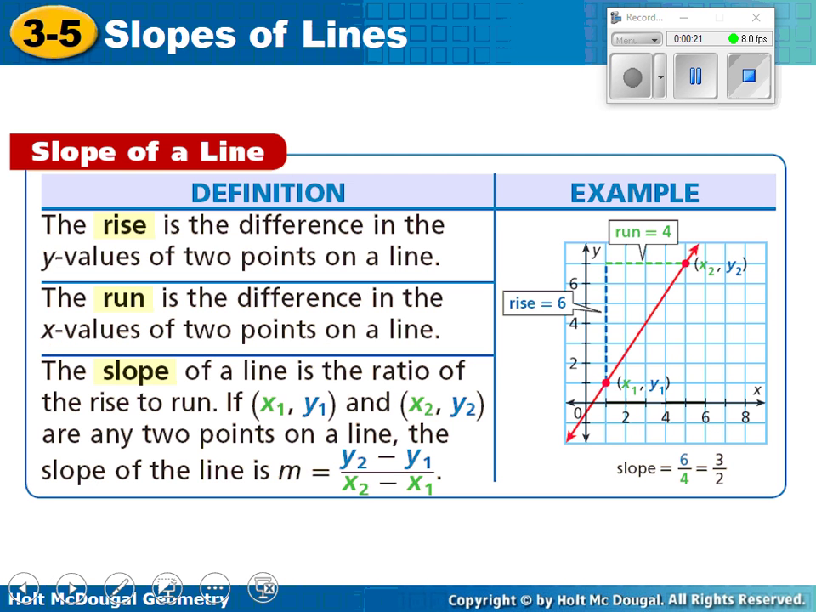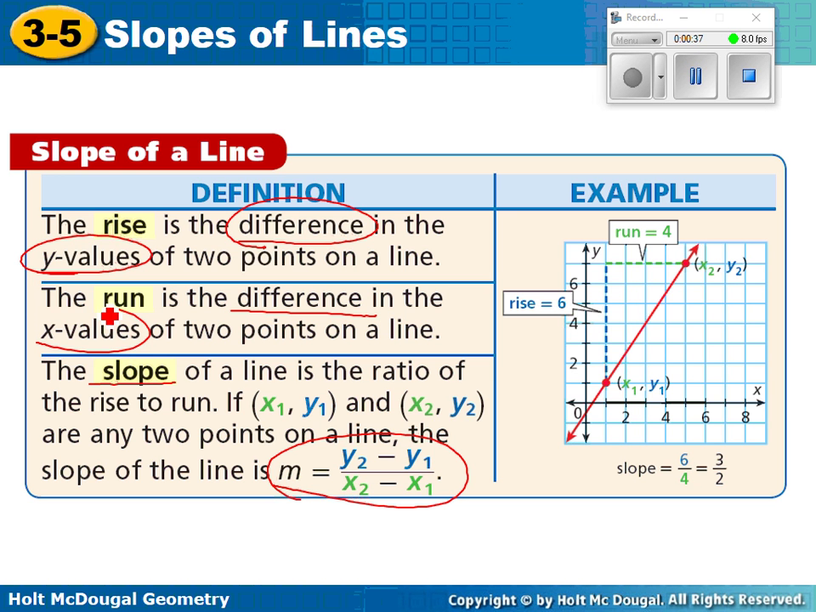And you already told me that slope can be found, Lena said, by using this formula, y2 minus y1 over x2 minus x1. And that the rise is the difference in the y values, and the run is the difference in the x values. Everybody okay with that part of the notes?